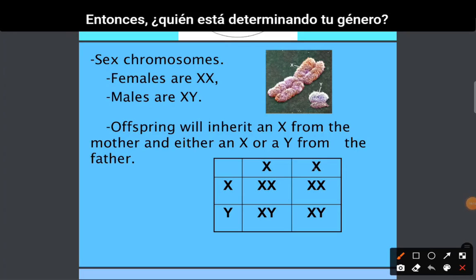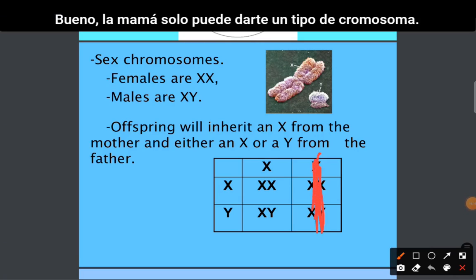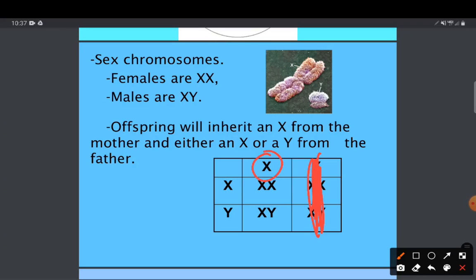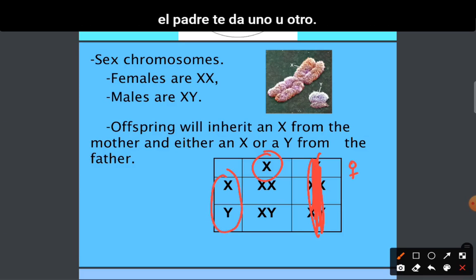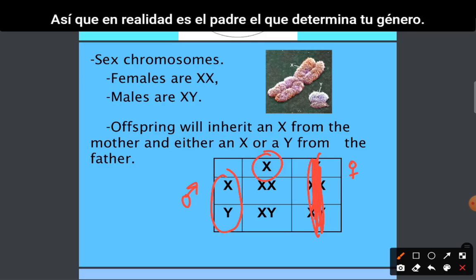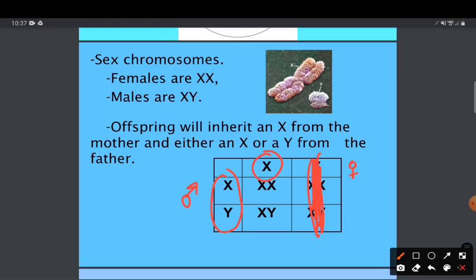So who is determining your gender? Well, the mom can only give you one type of chromosome, so she's not determining anything. There's no choice there. The mom is definitely giving you an X chromosome. But the father gives you one or the other. So it's actually the father that determines your gender, not the mother.